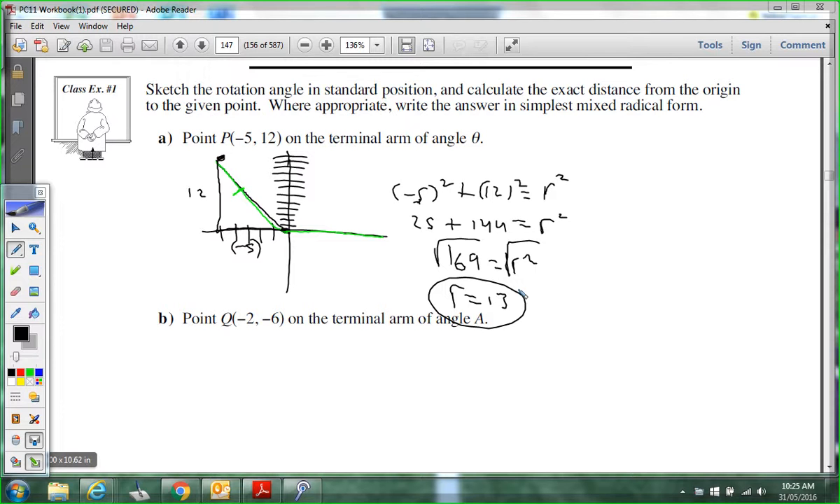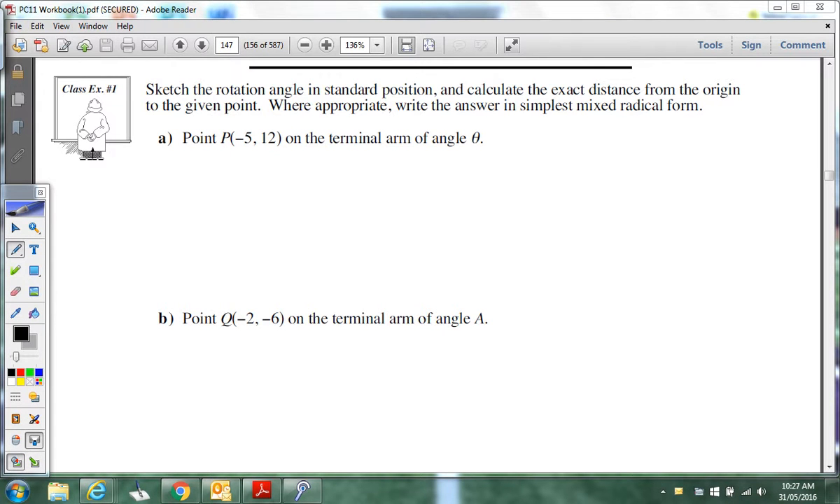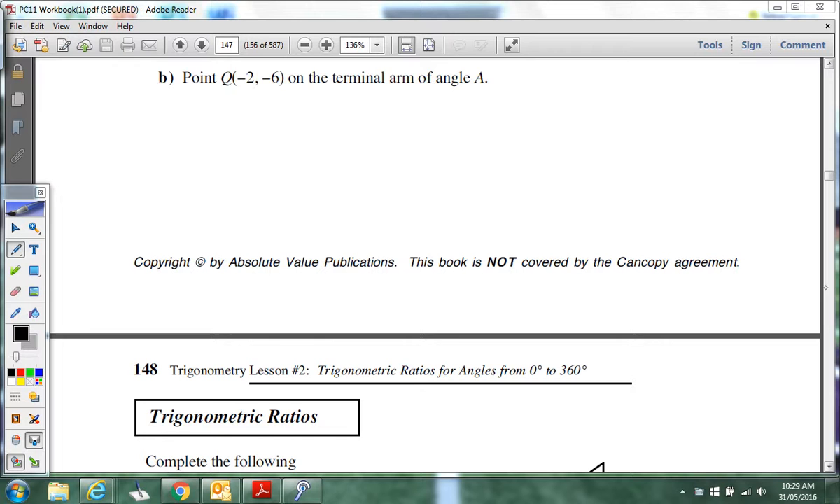And we're just going to do point 2 now. Why don't you guys go ahead and try point 2 really quickly. I'll give you some time. I'm going to pause the video for a second. Okay, so point -2, -6. The first thing I want to do is put that on a grid just to look at it. You can do it by hand really quickly.